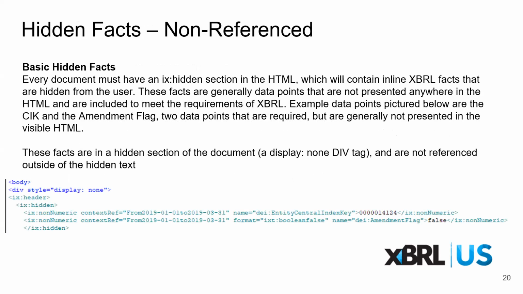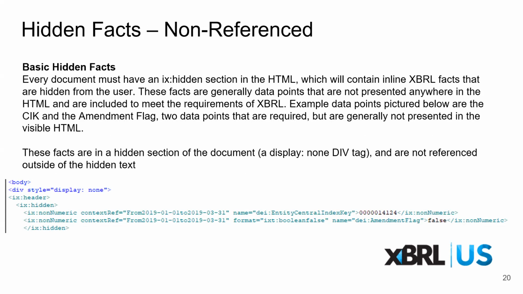So let's talk a little bit about hidden facts then. We just mentioned that. Basic hidden facts. Every document, when you tag it with Inline XBRL, is going to have an IX hidden section in the HTML. And this is in the code view. You're not going to have to edit this directly. Generally, your software is going to create this for you.